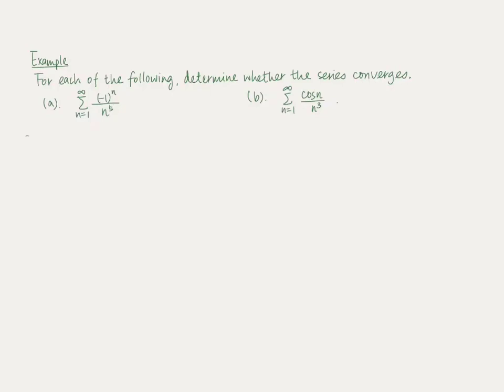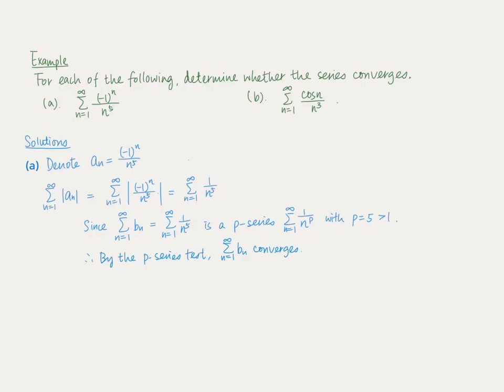Part A, we would like to determine whether this series is convergent or not. We consider taking the absolute value for all the terms an and consider this new series. And this series is actually the series containing terms 1/n^5. We can see that this series is actually a p-series of this form with p equals to 5, which is greater than 1. For p-series, as long as p is greater than 1, then the p-series converges. Therefore, by the p-series test, this new series converges.